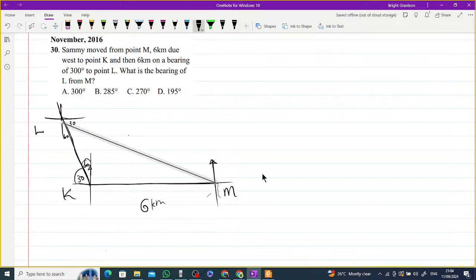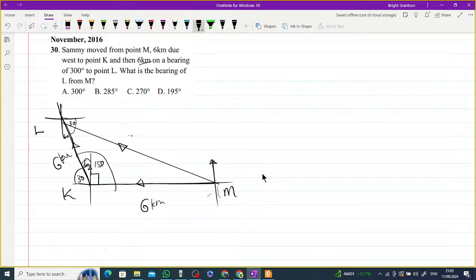So now, here is also 6 kilometers, on a bearing of 300. So this is 90. This place is 90. So now if you have 60 over there, 60 plus 90 is 150. The whole angle here is 150. Now they want us to find the bearing of L from M. This is how the journey started. L from M. I'm trying to use vectors, but I don't know. Okay, vectors are easy. Now the whole angle here is 30 degrees.